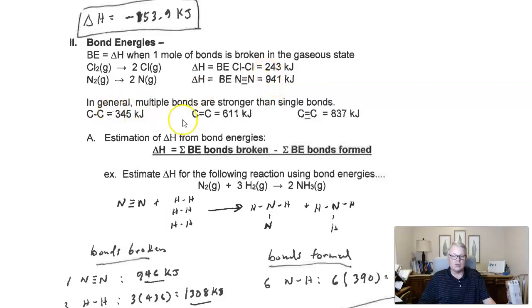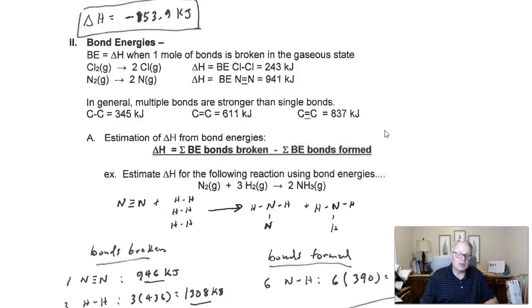Generally speaking, multiple bonds are stronger than single bonds. A double bond is usually stronger than a single bond, which makes sense. If you have two sticks bundled together, it seems like that would be harder to break than just one stick, right? Your average carbon-carbon bond takes about 345 kilojoules per mole to break. If I broke one mole of carbon-carbon bonds, I'd have to add 345 kilojoules.